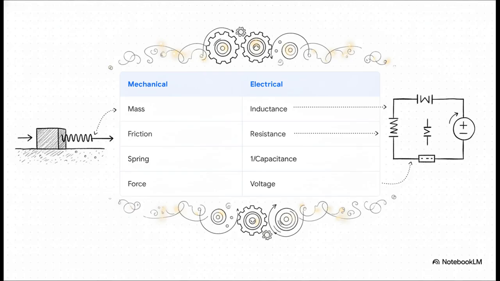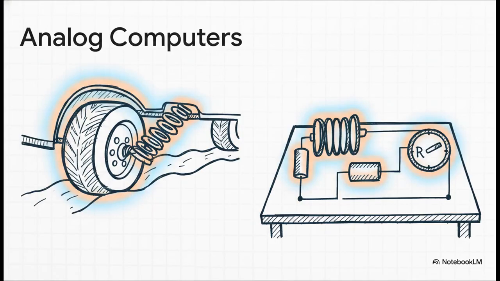Mechanical mass, the inertia that keeps something moving, is mathematically identical to electrical inductance, which keeps current flowing. Friction matches up perfectly with electrical resistance. Spring stiffness maps to inverse capacitance, and mechanical force maps perfectly to electrical voltage. Because the math is identical, engineers can perform what honestly feels like magic.